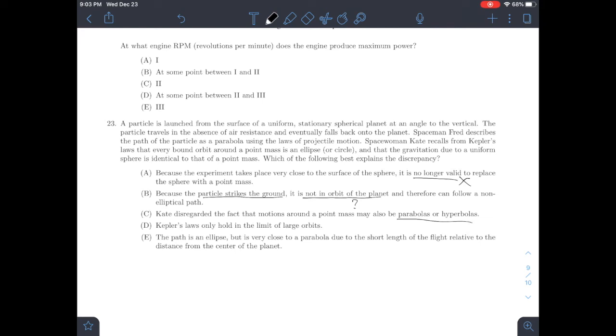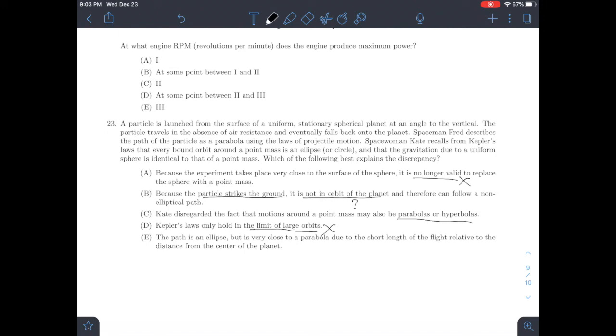C, Kepler's law describes the fact that the motion around the planet can also be parabolas or hyperbolas. Well, that's true, but that only happens when the velocity, like a comet around the sun, is very, very high. But here it's not the case. It's very low and it's on the ground of the planet. So it's not right too.